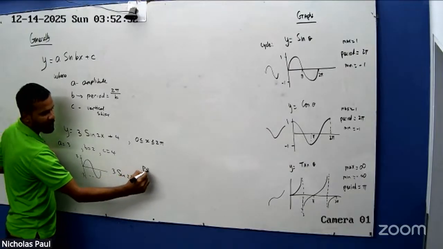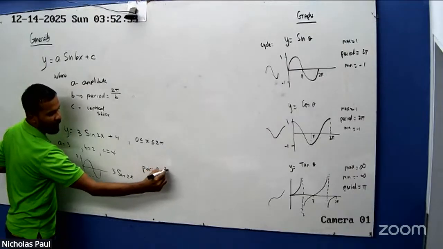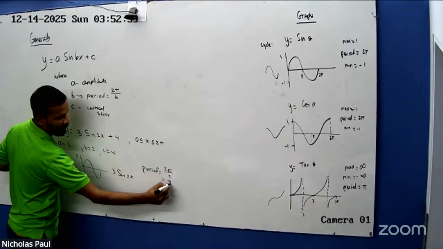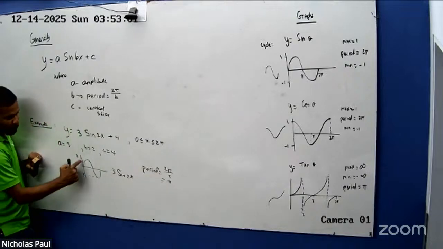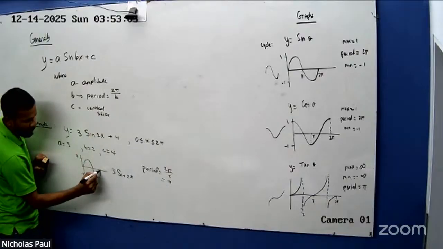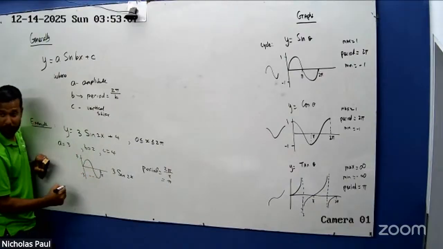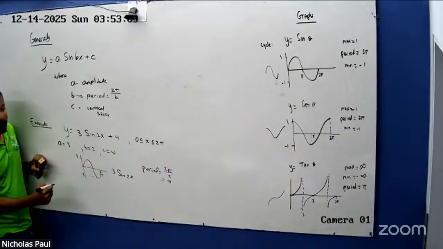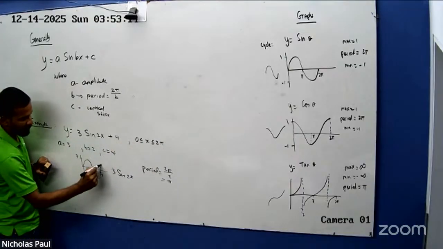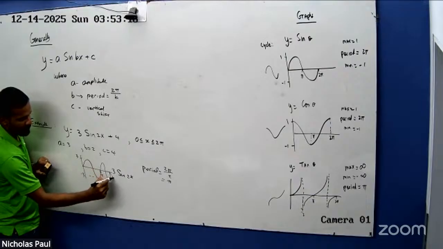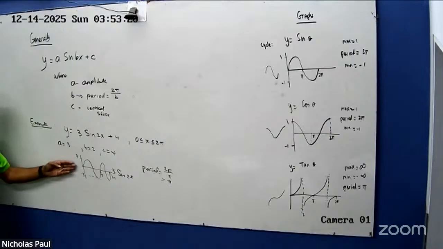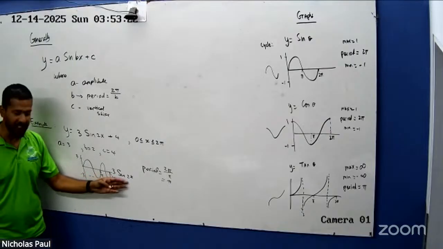That 2 will change your period. Period is 2 pi on, in this case, is 2. 2 will cancel and you'll get pi. So it means that one of this cycle will not take 2 pi anymore. It will take pi. That's okay? So between 0 and 2 pi, how many cycles do I have? 2 cycles. Right? So what I drew here for you is the graph of 3 sine 2x.